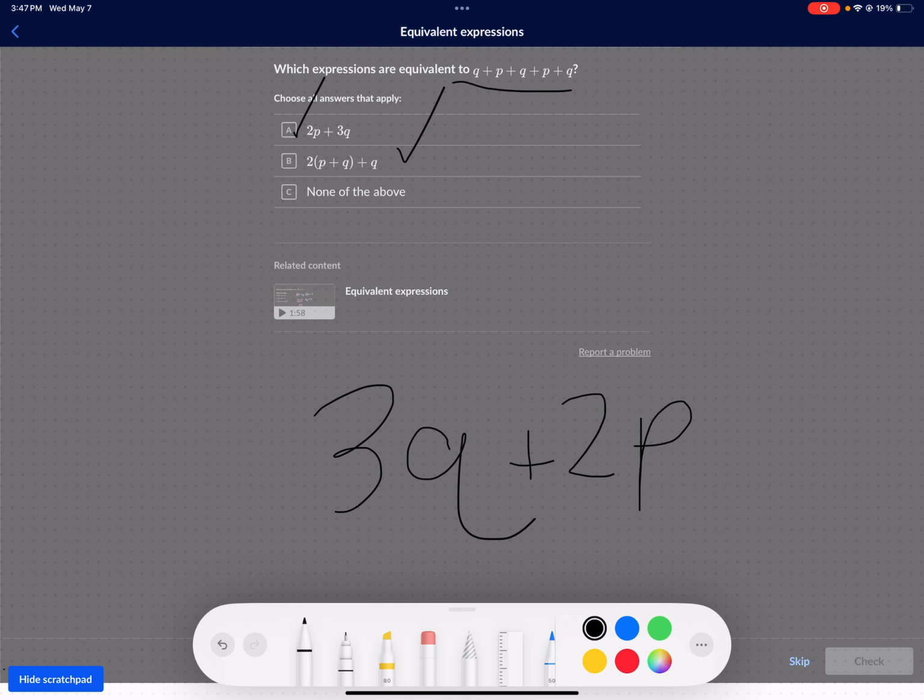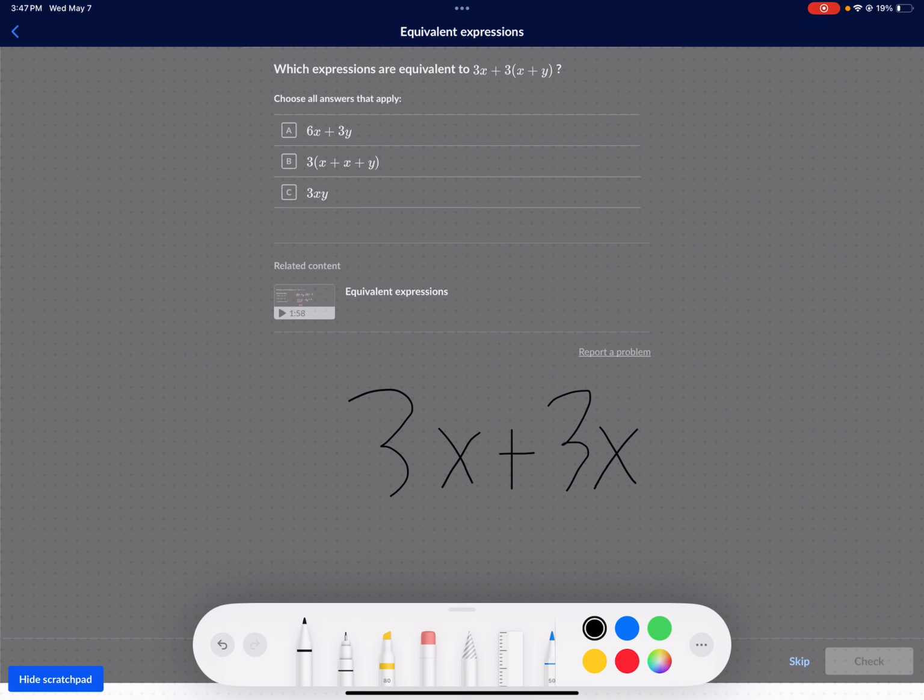Okay, next problem. Which expressions are equivalent to 3x plus 3x plus y? Okay, so we have 3x, and then we have to do distributive properties. So 3 times x is just 3x because it stays as is. 3 times y is just 3y. So we have 3x plus 3x is 6x plus 3y.